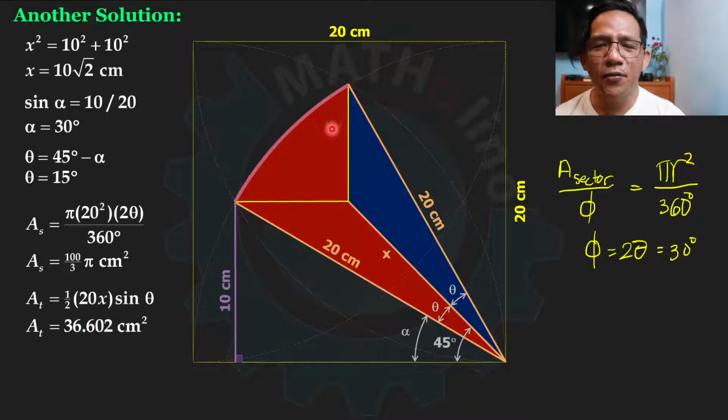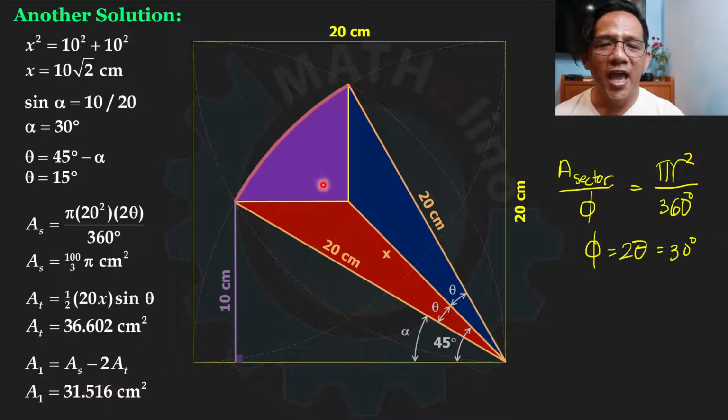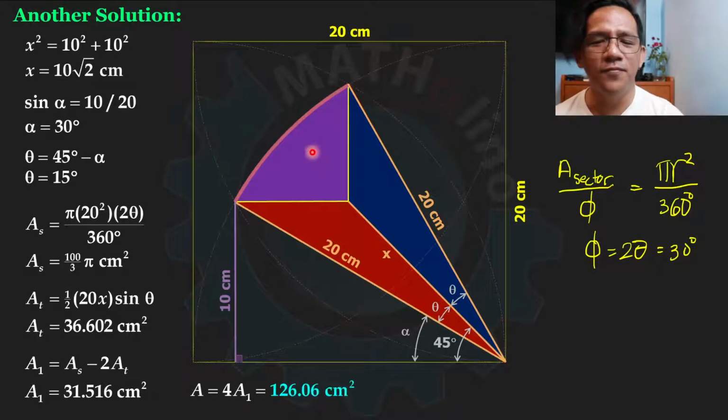This area, which we are going to calculate, is equal to the sector, we call that area S, minus twice this triangle and this triangle, that is, minus 2 times the area of the triangle. We can find this area only. Four times this area is the required region. That is the answer. All right, that is the second solution.